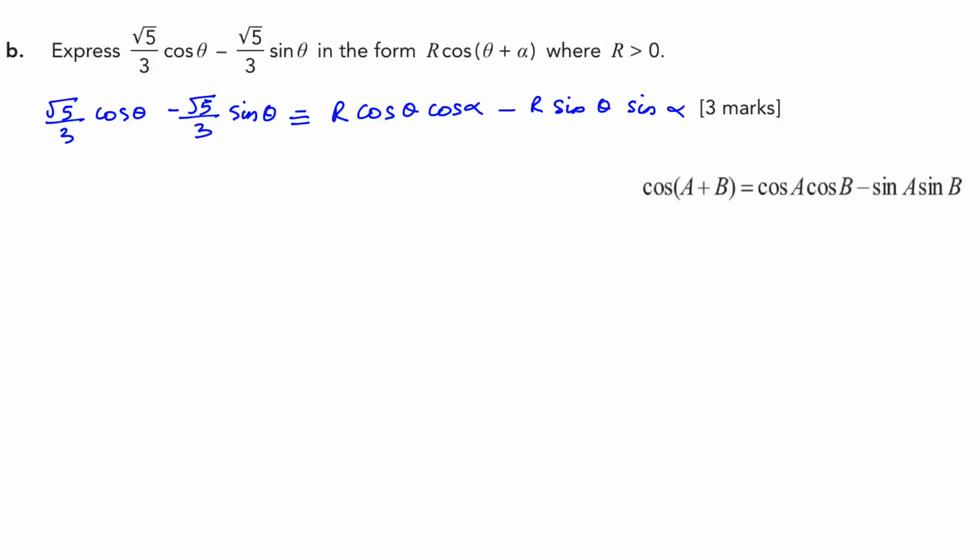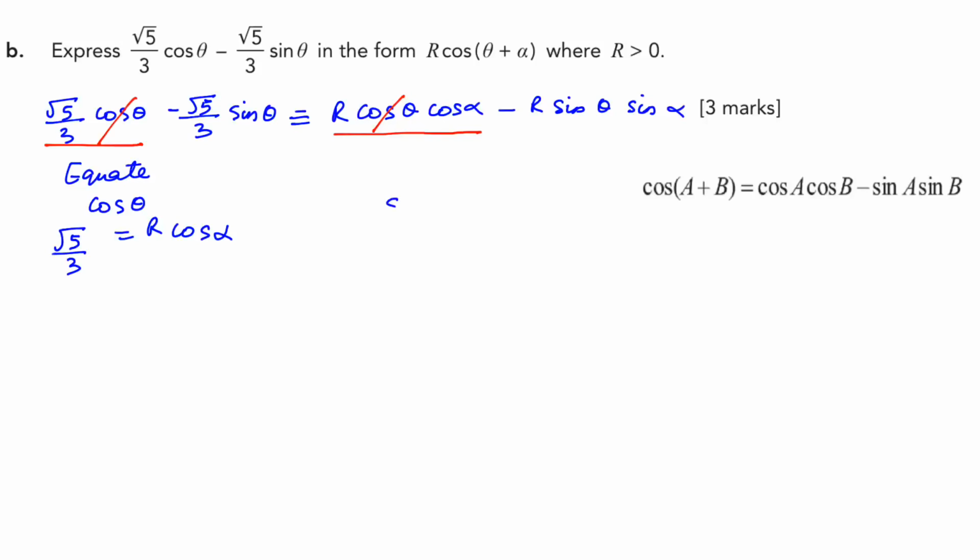After this step, you have to equate. So write equate, and we have to find the coefficient of cos theta. Some children, for some reason, find it difficult. Underline like this. This is cos theta here, and there is cos theta here. So what is common here? Cos theta. If you cancel it out, what will remain? Square root 5 over 3 is equal to r cos alpha.